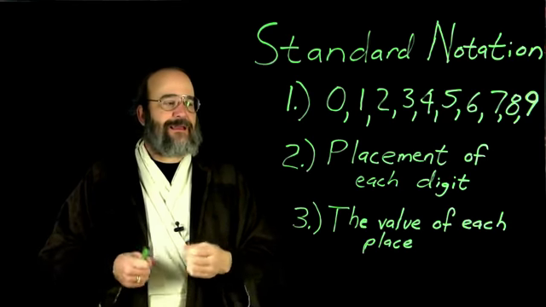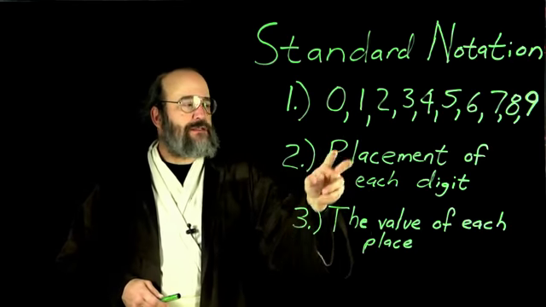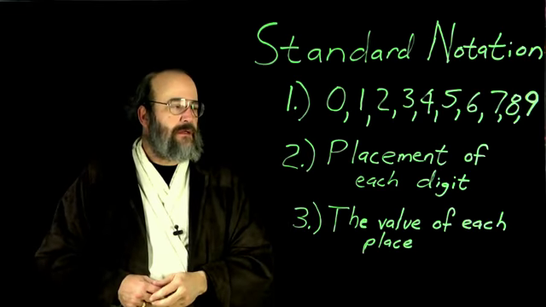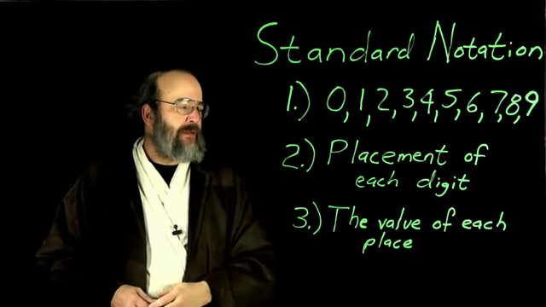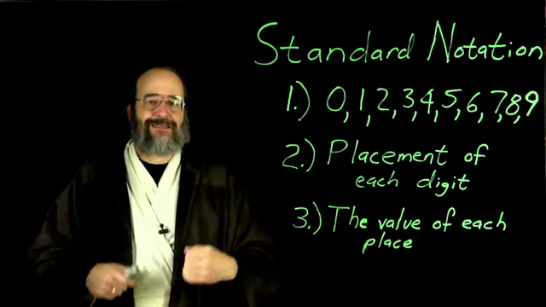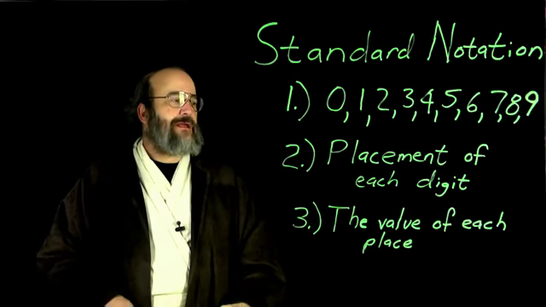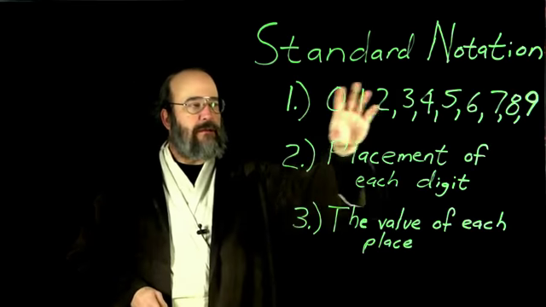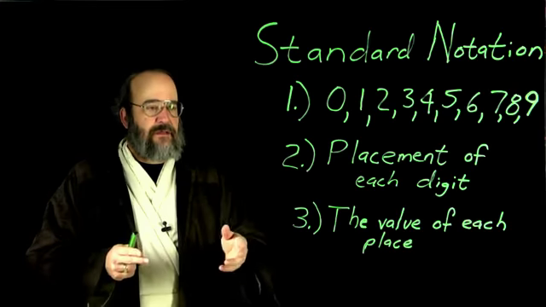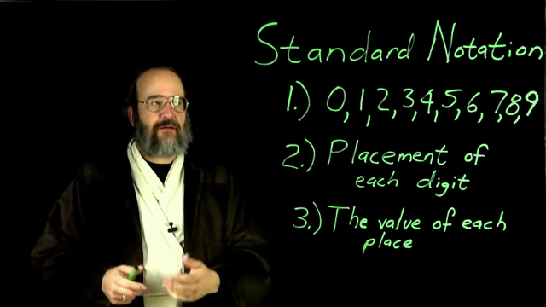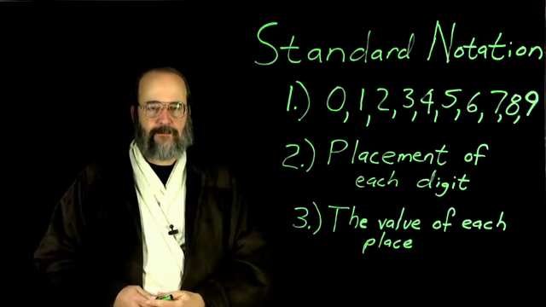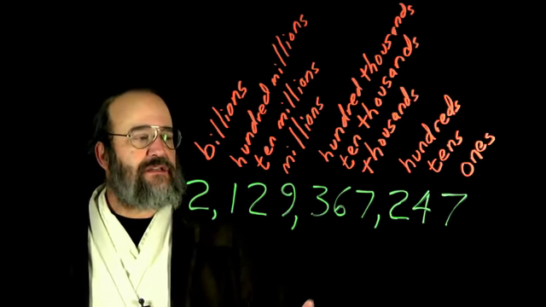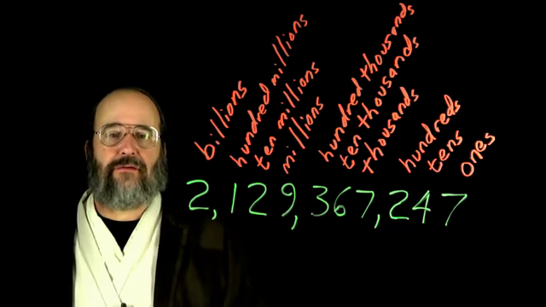The second thing is that where we place each of these digits is important to standard notation because, number 3, the value of each of those places is different. So we're going to take a look at that and break down the numbers and how the symbols, the digits, fit into their places to give us the value of the whole number. Our numbering system is based on each place having a value to it.